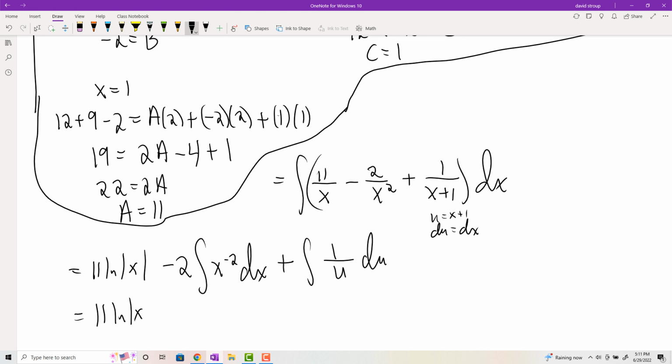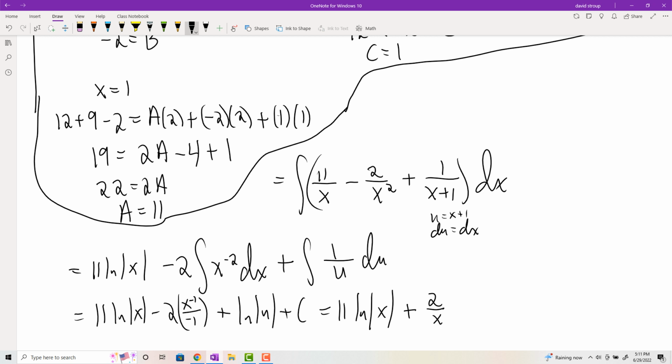So ln absolute value of x minus 2. x to the negative 2 plus 1 is negative 1, divided by negative 1. I'm going to clean that up here in a sec. Plus ln absolute value of u plus c. So I get 11 ln absolute value of x. Negative negatives, a plus 2 over x. Get rid of that negative exponent. Back sub, ln absolute value x plus 1 plus c.